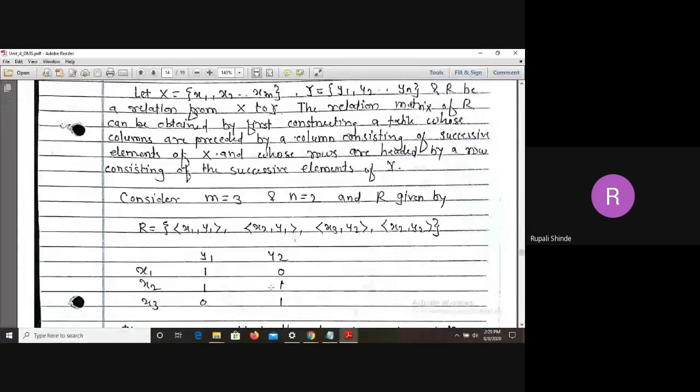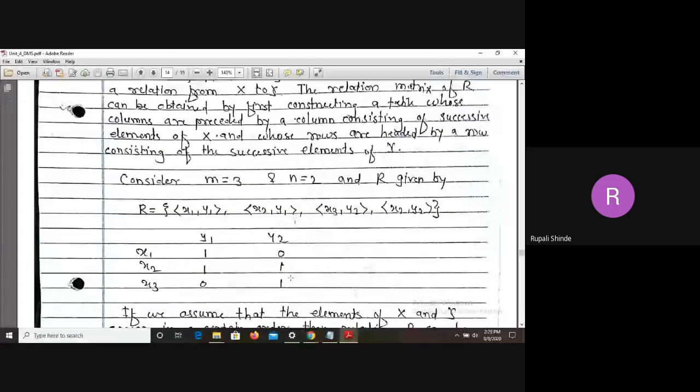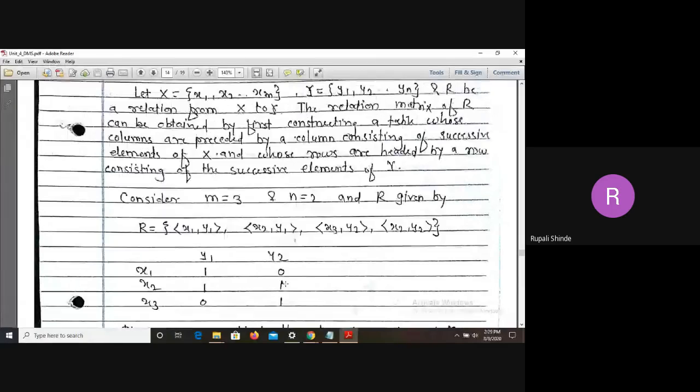Now move to the next row, which is x3. For (x3, y1), is that ordered pair here? No, so we write 0 there. And the last one is (x3, y2). That ordered pair is present in the given relation, so we represent it by 1. In this way, we can find the matrix for any relation. Now tell me, have you understood how to find the matrix for a given relation?